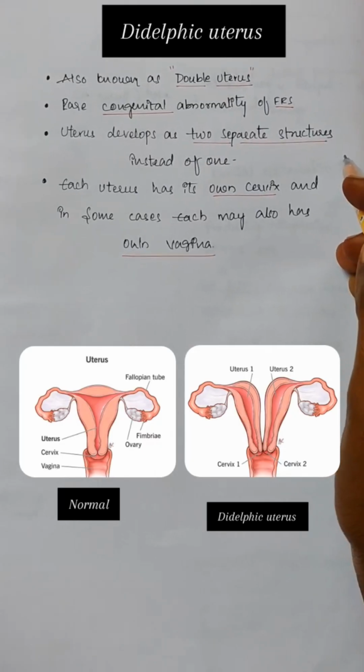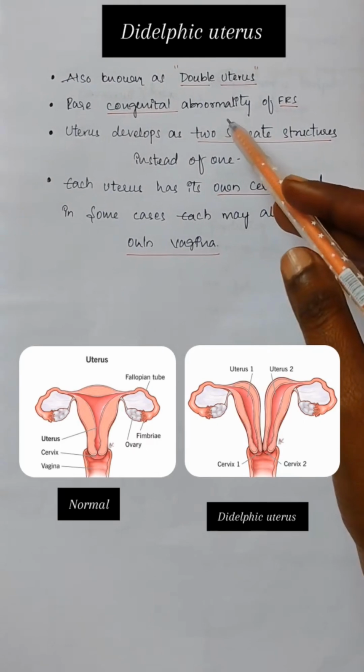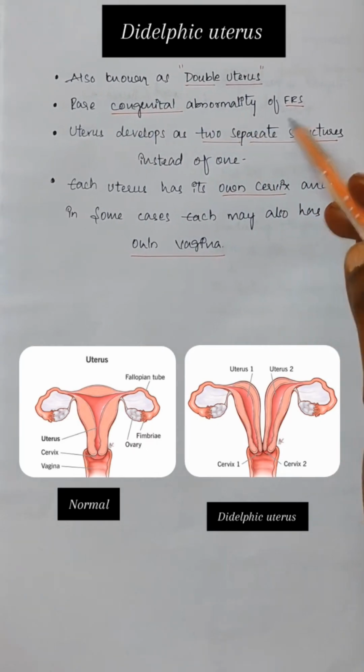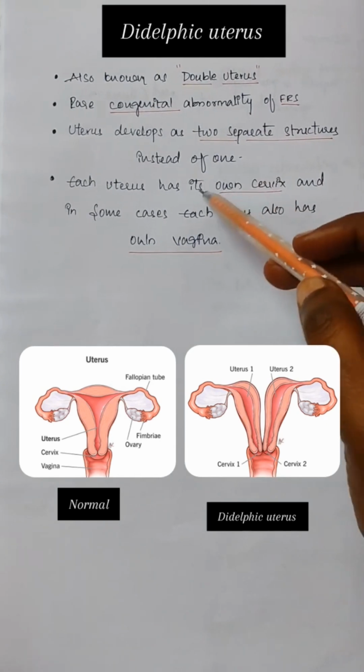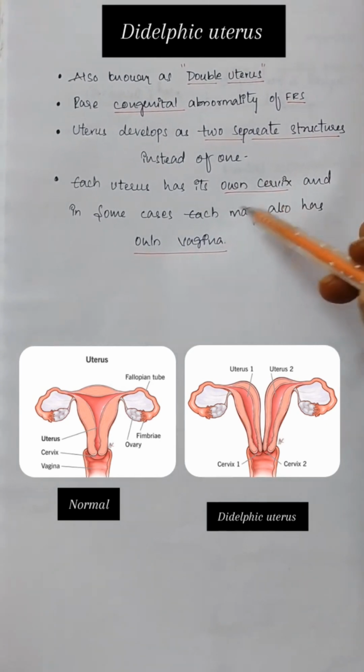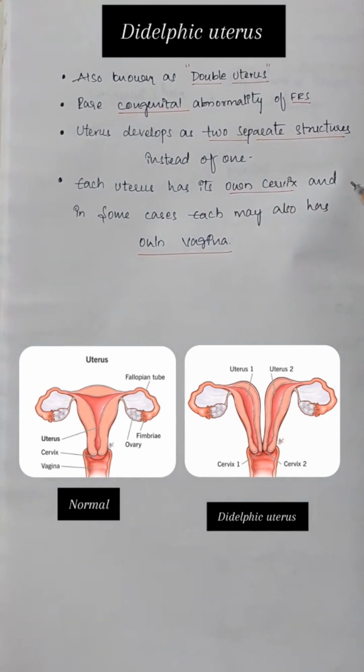Didelphic uterus is also known as double uterus. It is a rare congenital abnormality of the female reproductive system. Here, the uterus develops as two separate structures instead of one, and each uterus has its own cervix, and in some cases each may also have its own vagina.